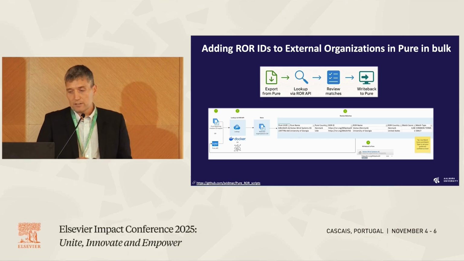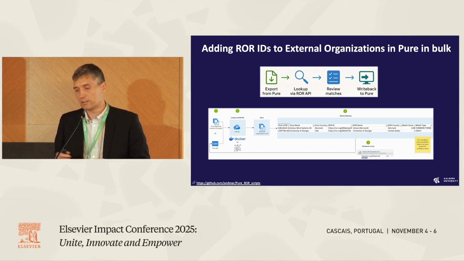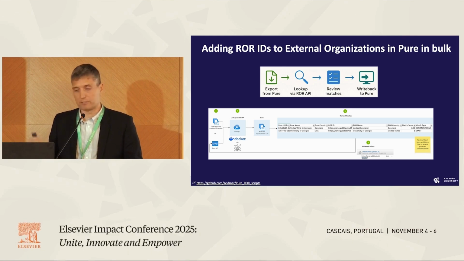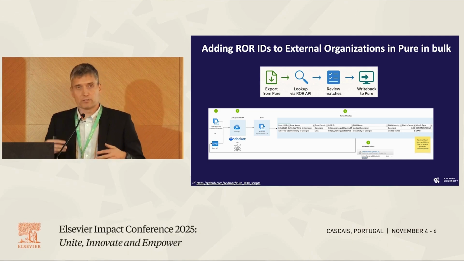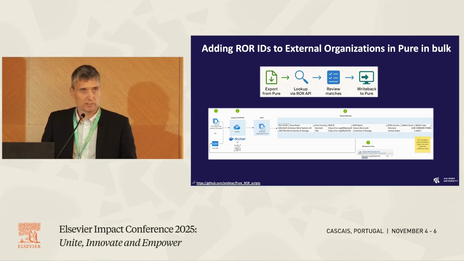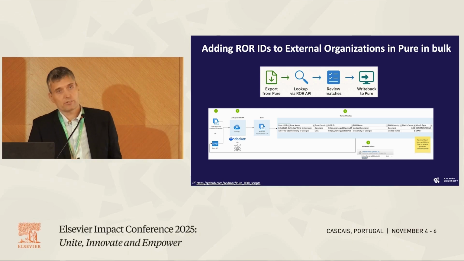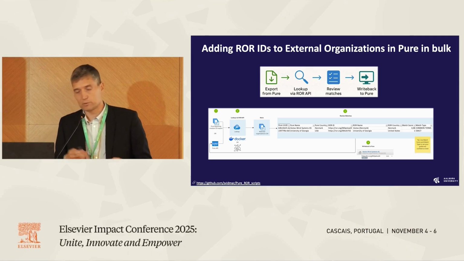This then creates an output file where you can see the matches. Did the organization from Pure match a specific ROR? How was it matched? Was it exact match, fuzzy matching, etc.? How's the match score? You can then filter this list and write the ROR IDs back to Pure using the Pure API.